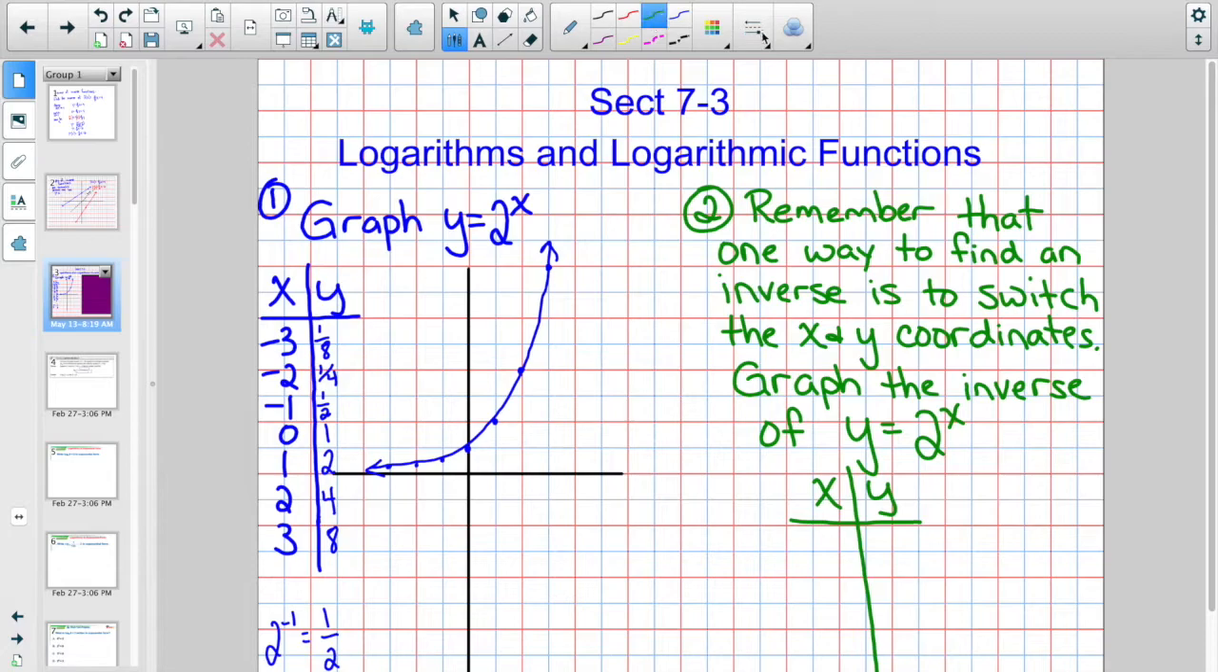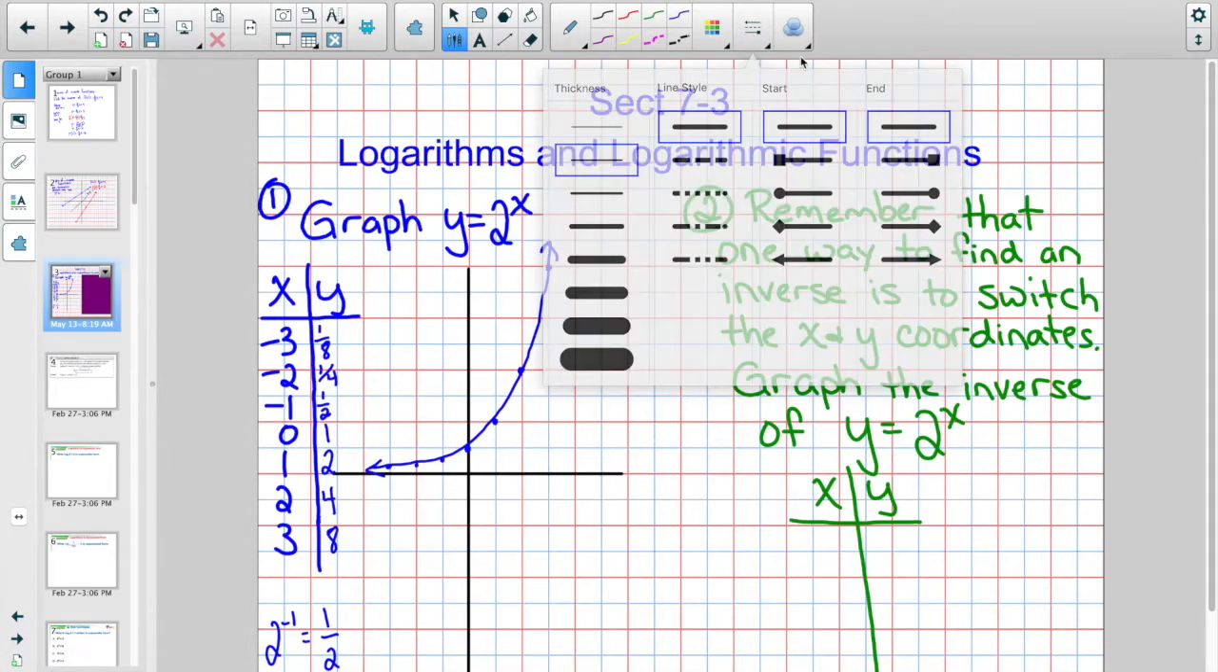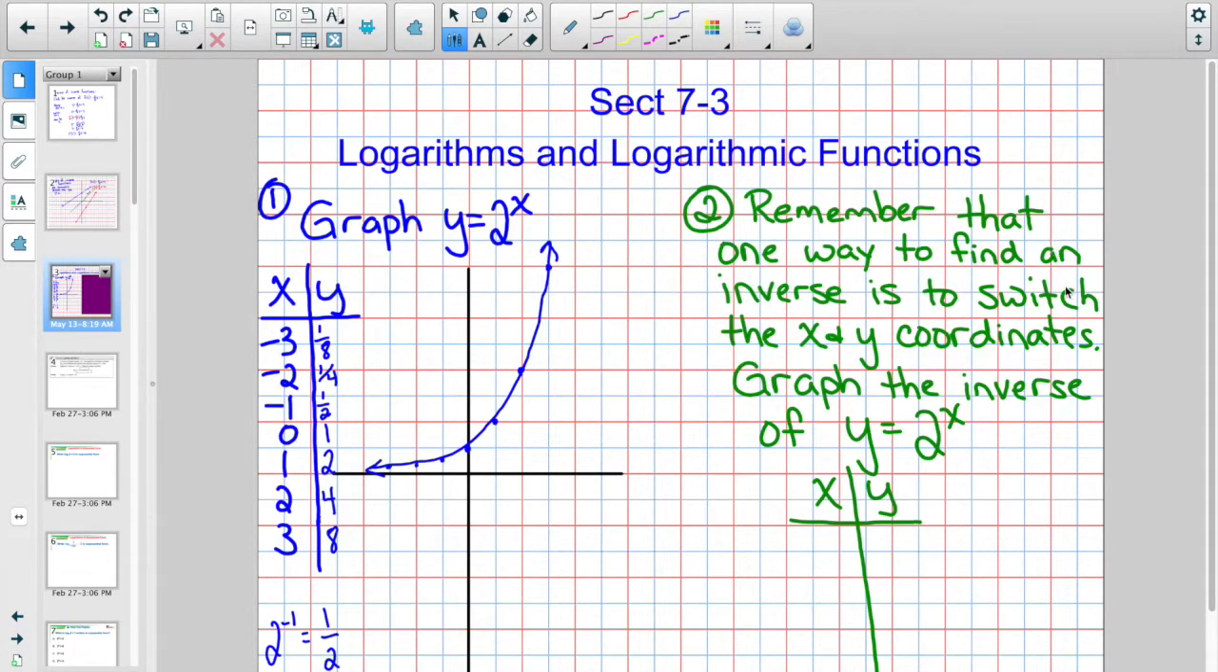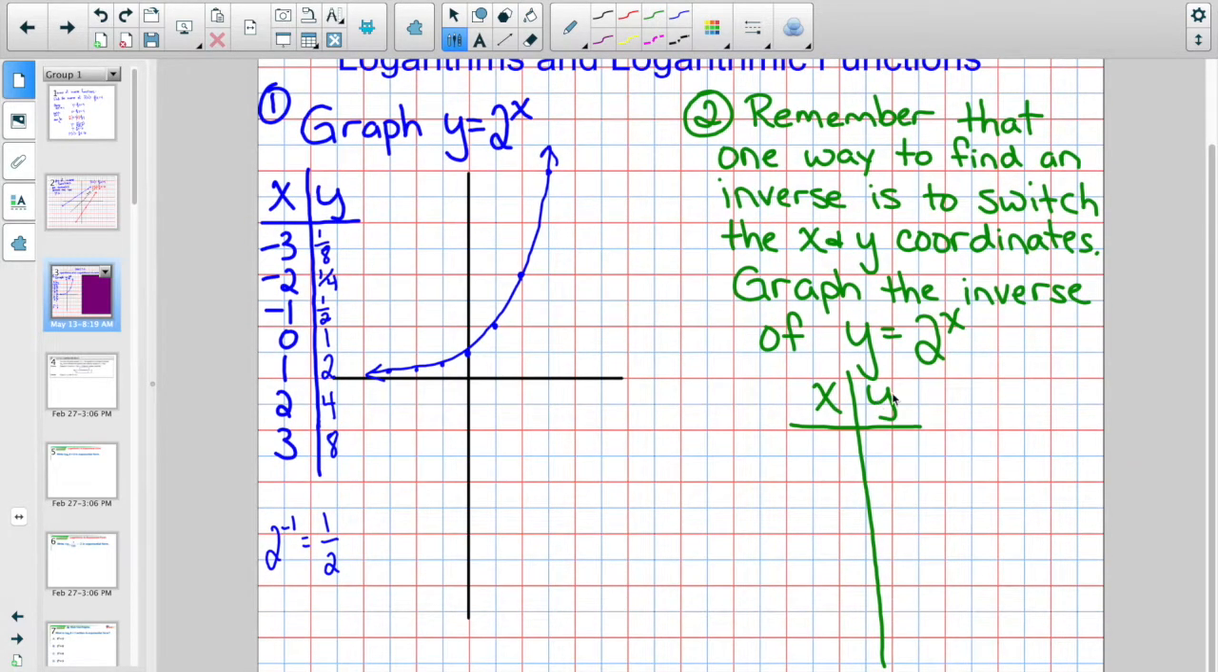So now let's take a look. Remember that one way to find the inverse that we just talked about is to switch the x and y coordinates. So we're going to do that here. So I'm going to switch all my x and y's. So I have 1/8, negative 3, 1/4, negative 2, 1/2, negative 1, 1, 0, 2, 1, 4, 2, and 8, 3. And I'm going to plot those.